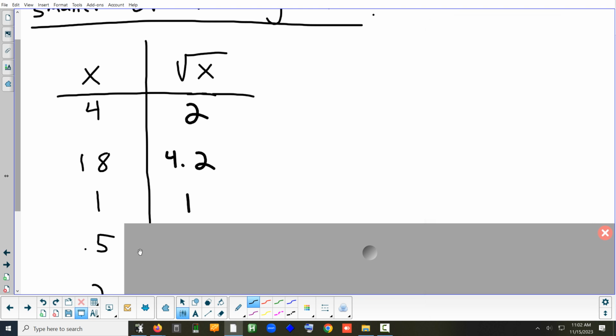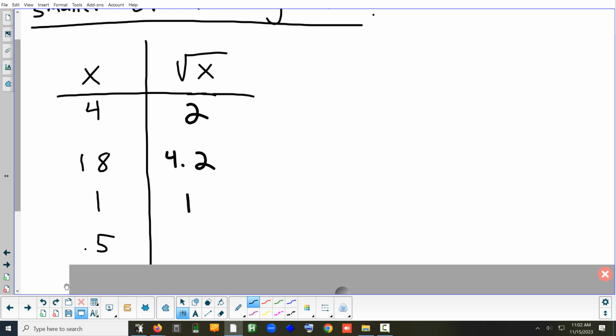0.71. What happened that time? It got larger. So the answer to the question whether the square root makes a number smaller or larger, it depends. It can get smaller, it can get larger, or it can stay the same. There's only 2 numbers you can take the square root of and it stays the same. 1 is one of them.